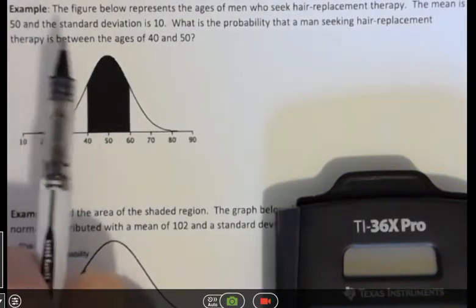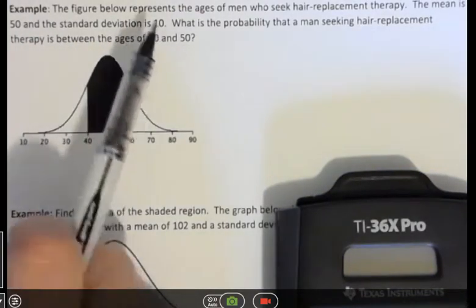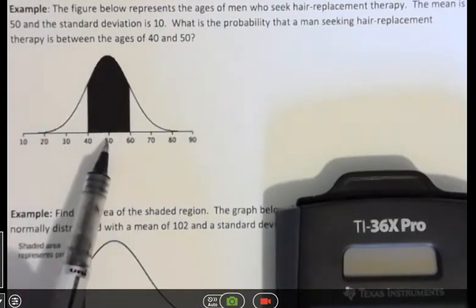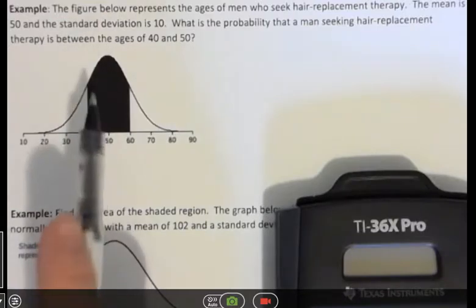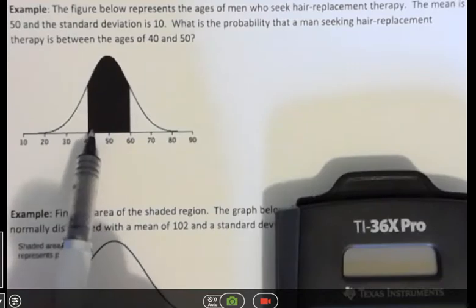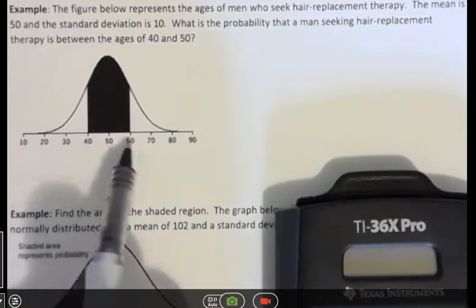In this particular example, the figure below represents the ages of men who seek hair replacement therapy. The mean is 50 and the standard deviation is 10. What is the probability that a man seeking hair replacement therapy is between the ages of 40 and 60? So when we ask the probability, we're asking about the area under the curve. So we want to know the area here between 40 and 60.